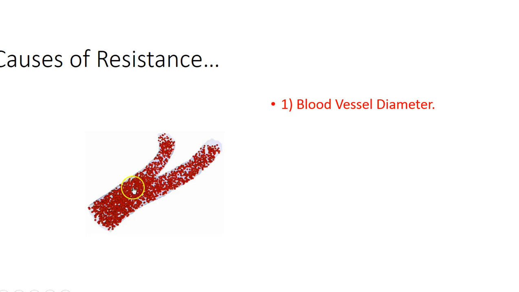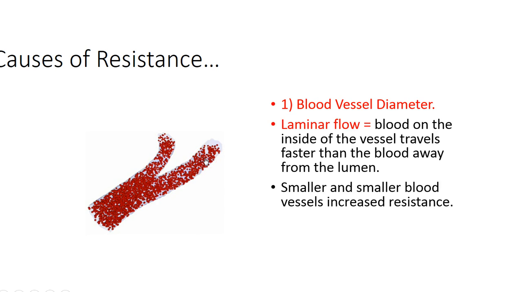As the diameter goes down or gets smaller, the resistance goes up. So as this branches, which is what happens, you go from arteries to arterioles, the blood vessel gets smaller. As the blood vessel gets smaller, there's more resistance because more of the blood cells are banging up against the wall. So arteries have a bigger diameter than arterioles, which have a smaller diameter. As you get smaller and smaller blood vessels, you have increased resistance.